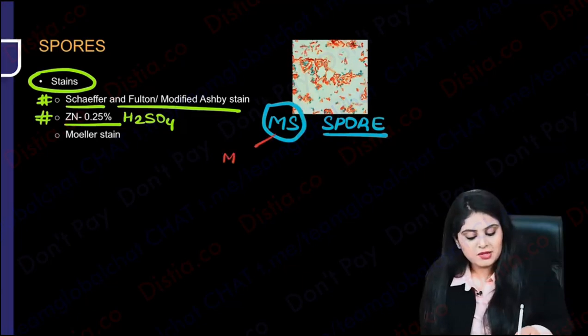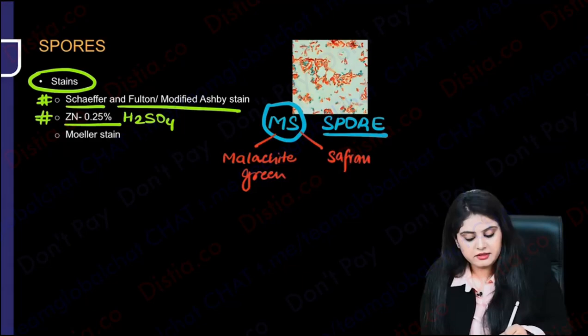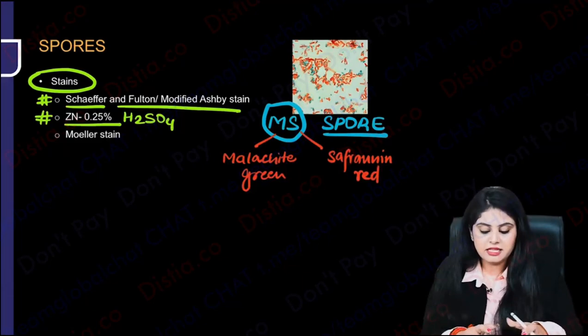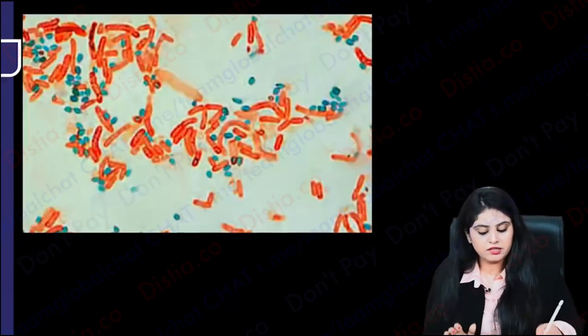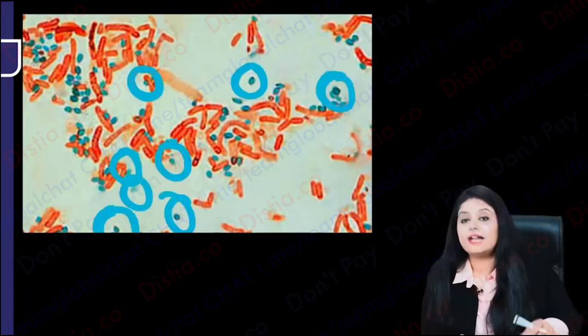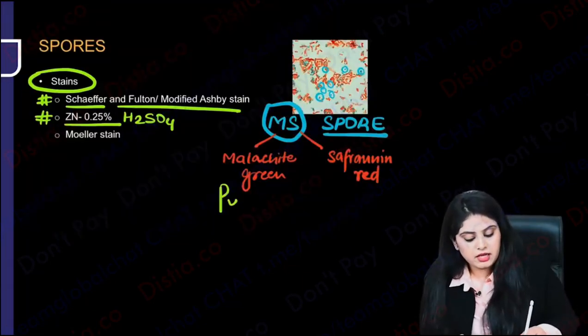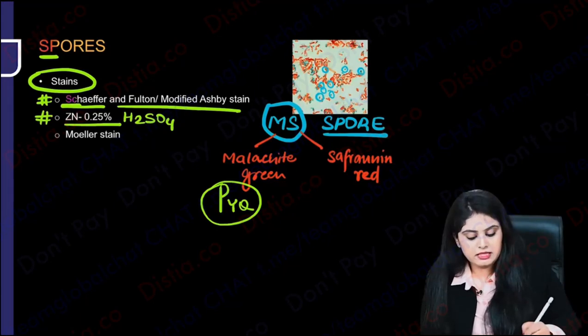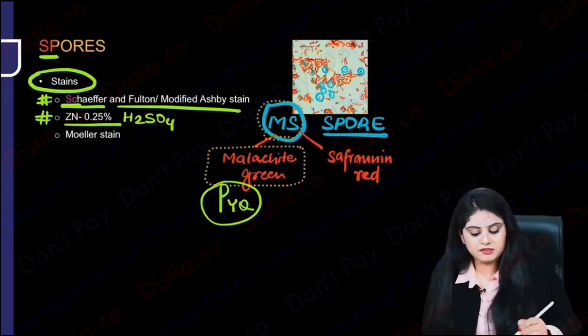What is that Miss? Because this stain has malachite green and safranin red. These are the two colors. One green, one red. Tell me, what is the color of the spores? Can we all see that? Yes, we can see the beautiful green color spores. That is a previous year question: what is the color of the spore? What stain do we use? For spores we use the Schaeffer and Fulton stain, and it is going to be green in color, malachite green. So remember Miss Spore over here.